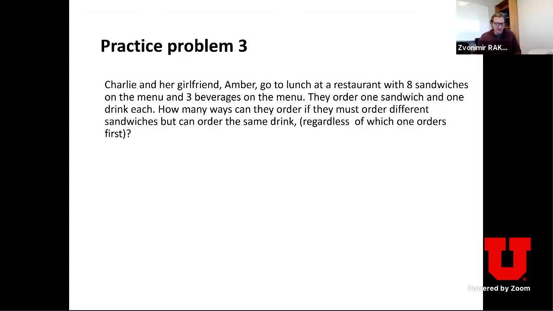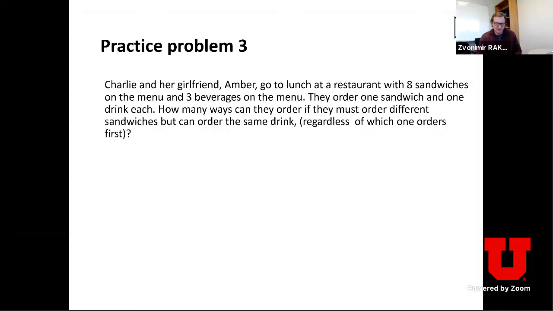So let's see the problem. Charlie and her girlfriend Amber go to lunch at a restaurant that offers 8 sandwiches and 3 beverages on the menu. They order 1 sandwich and 1 drink each. Now we want to count how many ways they can order if they must order different sandwiches, but can order the same drinks, regardless of which one orders first.